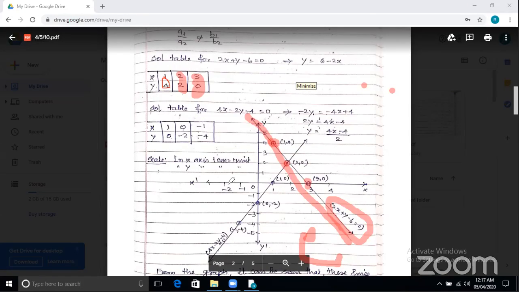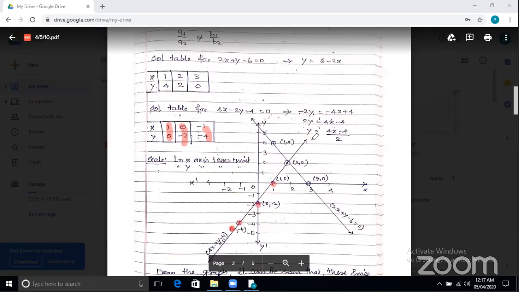Now, the second one you have to see. The second one will be 1, 0. Any doubt? No doubt, sir. Then 2, minus 2. Then 0, minus 4.